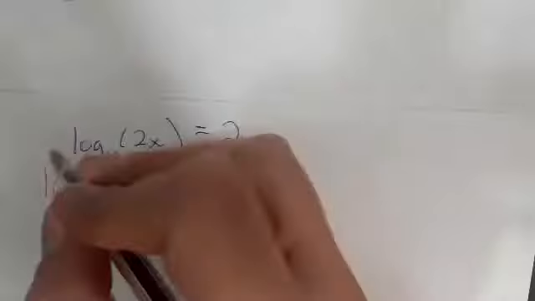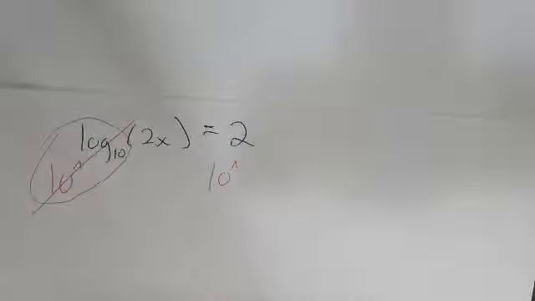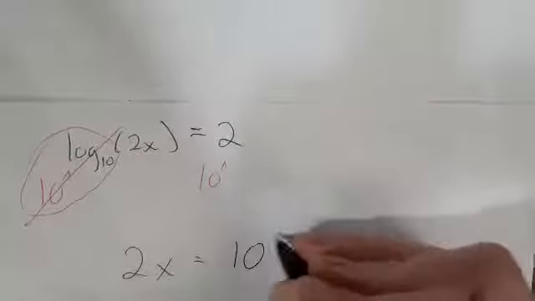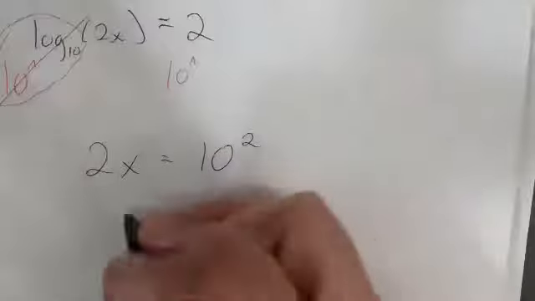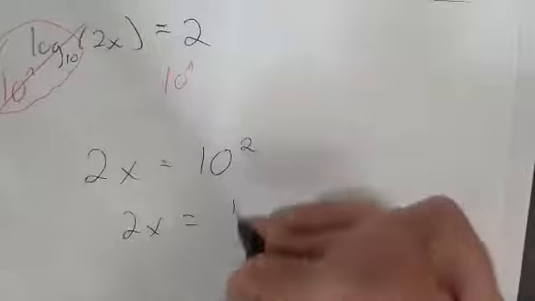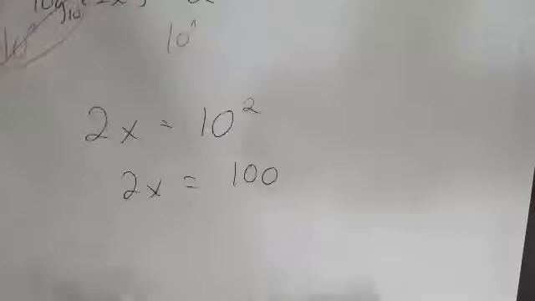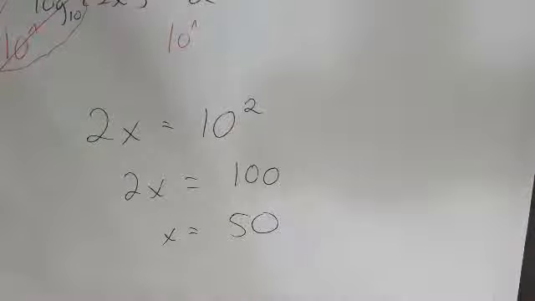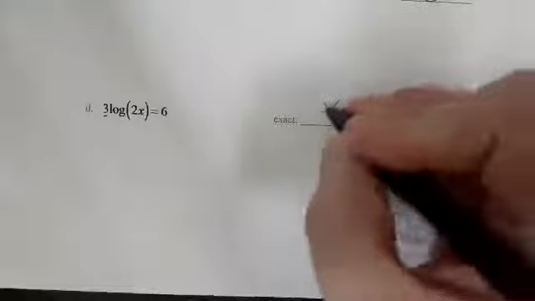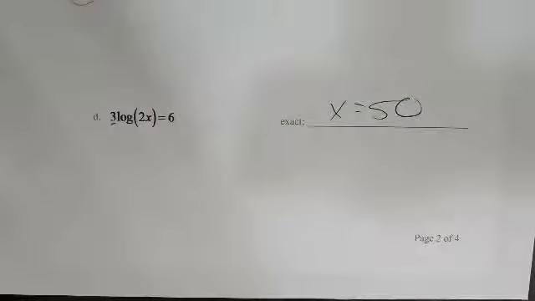If I look here, that is my inverse. That is giving me 2x. This is giving me 10 to the second power. If I'm looking along here, this looks like 2x is giving me 100, which is 10 squared, and I can solve for x by dividing by 2. And if we go plug it back in, it should check. But the exact solution is x equals 50.